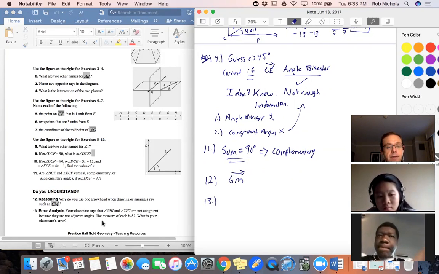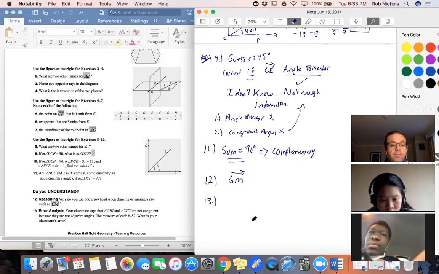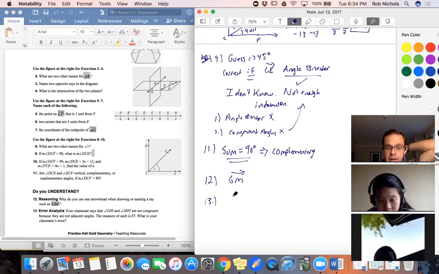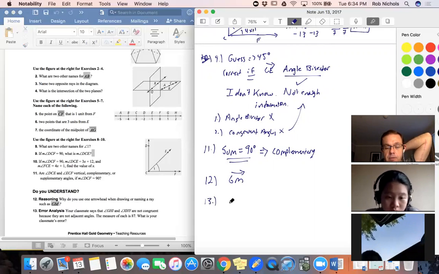So if your classmate says angle GHI and angle XHY are not congruent because they are not adjacent angles, the measure of each is 87, what is your classmate's error? Okay, your classmate says two angles are not congruent because they are not adjacent. The measure of each is 87. Can two angles be congruent even though they're not adjacent? Yes. So your classmate's error is stating that only adjacent angles can be congruent, but there are other angles that can be congruent as well.